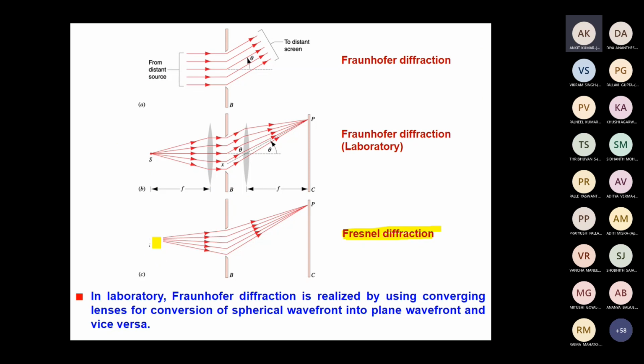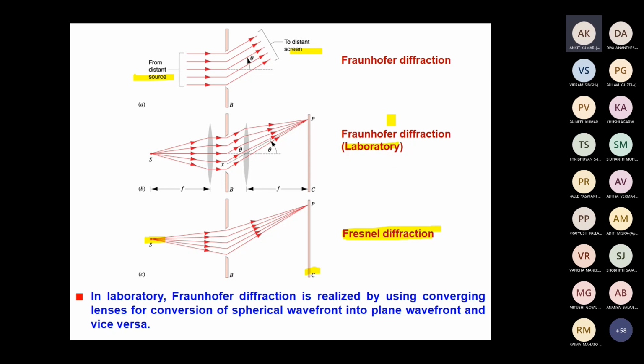You have the source and the screen. You can see the source as well as the screen, which are at finite distances. You have a slit over here, and in the case of Fraunhofer diffraction, the source is at infinite distance and the screen is also at infinite distance. In general, you can do the same in laboratory conditions.